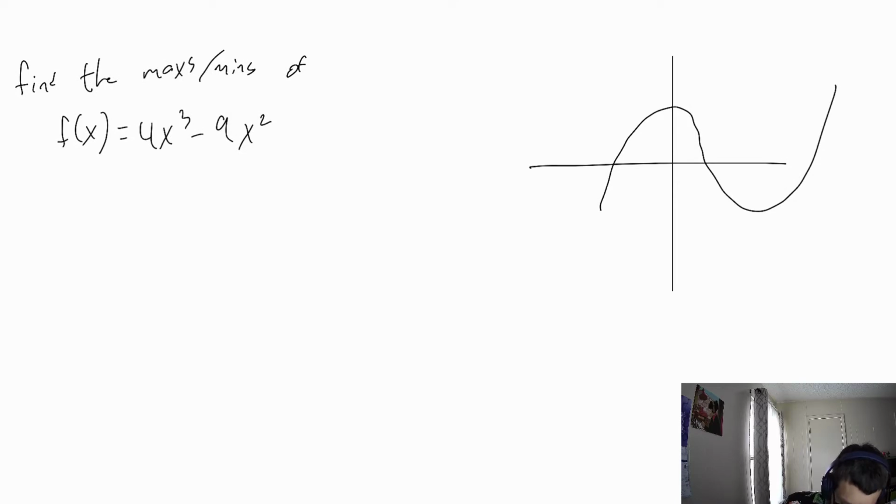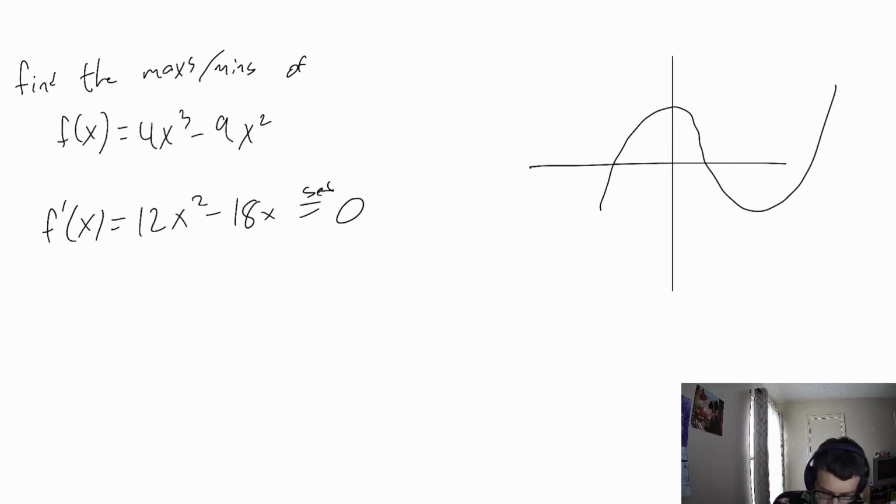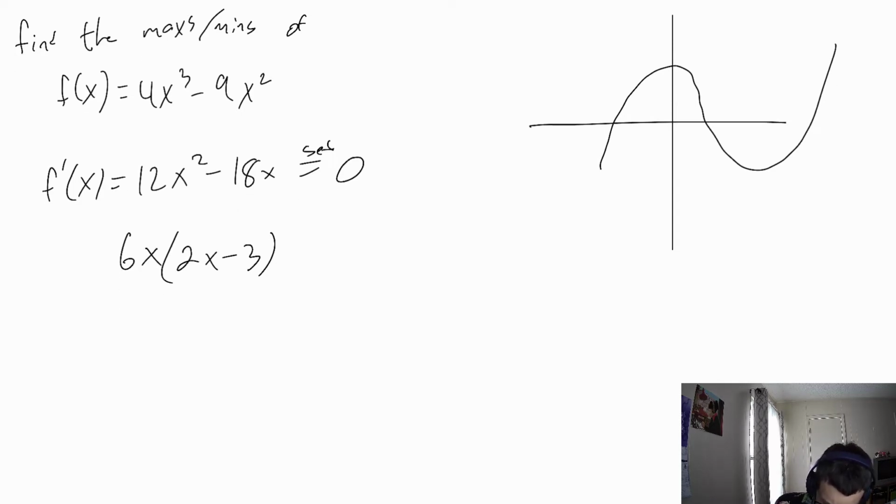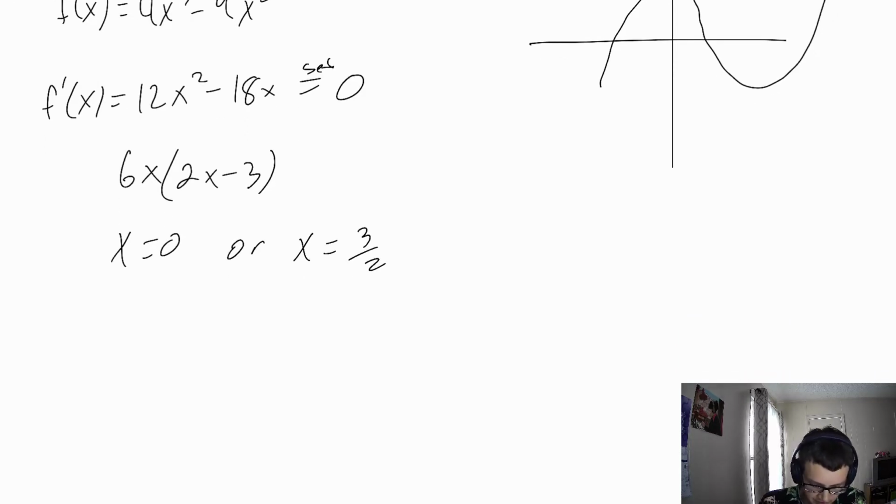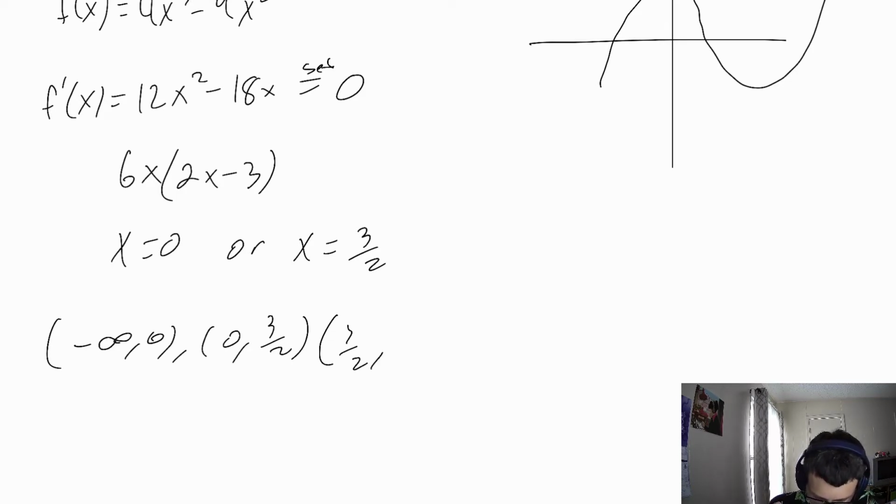So here we have this given function. We can take the derivative and set it equal to 0. And here we can factor out a 6x from both of these. We're going to have 6x times (2x minus 3). So this gives us that x equals 0, or x equals 3/2. All right, so now we have our intervals: minus infinity to 0, 0 to 3/2, and 3/2 to infinity.